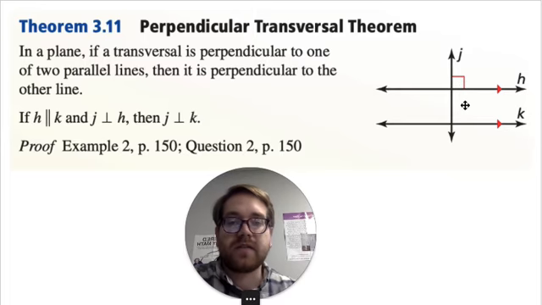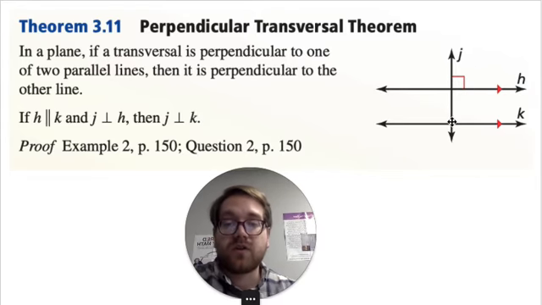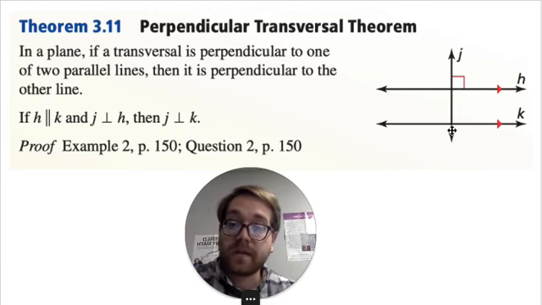And what this theorem says is that if we know J is perpendicular to H, then J is also perpendicular to K. So there's a right angle here, and it's perpendicular to both of them. If it's perpendicular to one parallel line, it's perpendicular to the other parallel line.